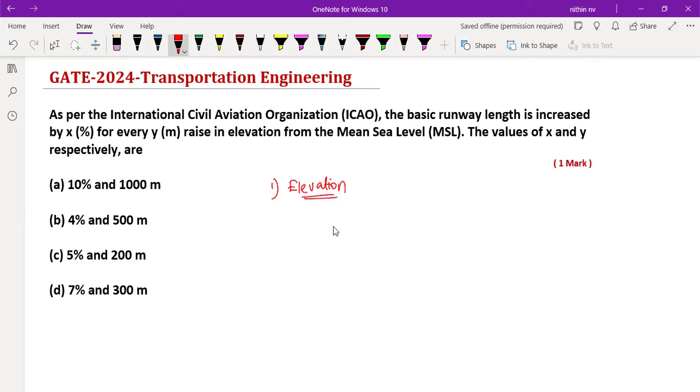And in the first one, the elevation correction, what it says as per ICAO is for every 300-meter rise above mean sea level, the correction should be 7%, right? So on the basic runway length, 7% of basic runway length correction we need to apply, and that correction we need to add to this basic runway length, and that will be the updated length of the runway. So this is our direct specification as per ICAO. So from here, easily we are going to get option D as our final answer, right? It's a direct theory question.